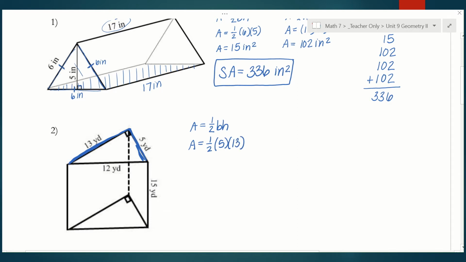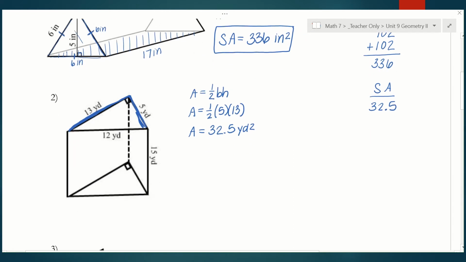Okay, so that 12 you see there, that does not matter in terms of the area of the triangle because it's not making up the base, or it's not making up the right angle. Okay, so 5 times 13 is 65. 65 times 1/2, or divided by 2, is 32.5. All right, so I'm going to start a list over here again. So 32.5 is one triangle, but remember, this other triangle down here has the same area as this triangle up here. So I can go ahead and I can just double that. Okay? All right, so now I'm ready to deal with my rectangles.